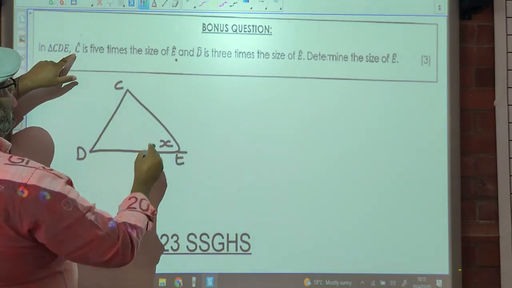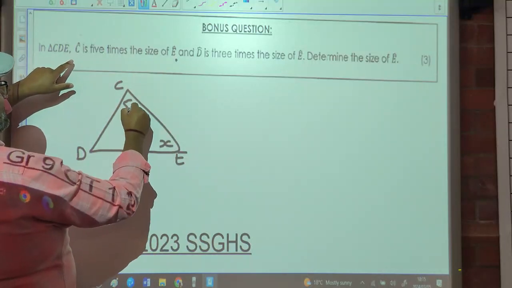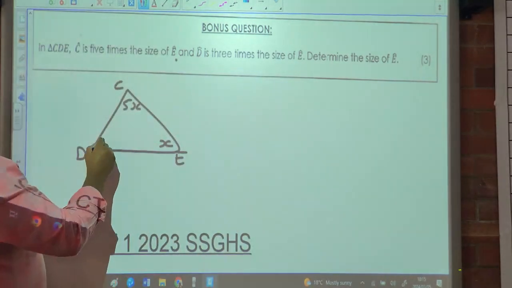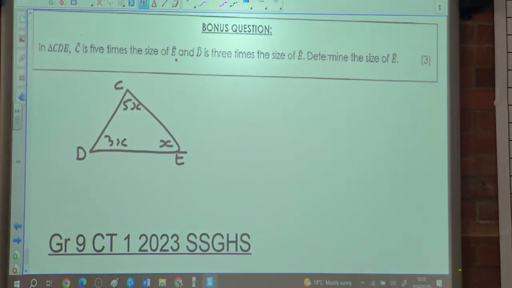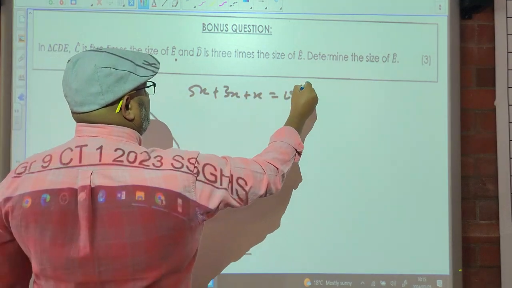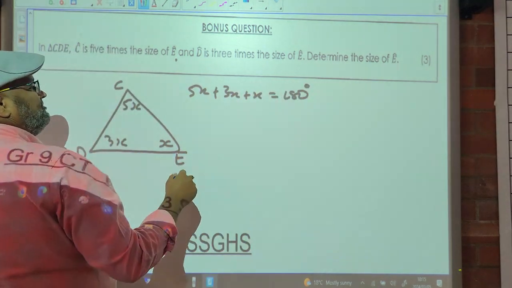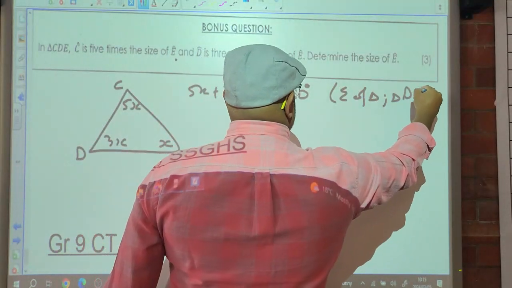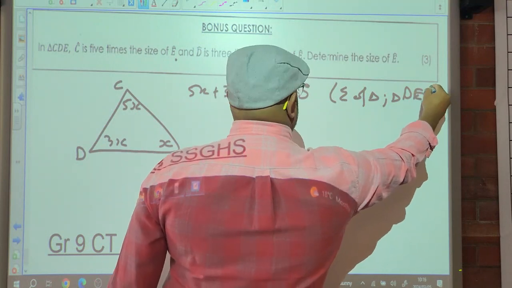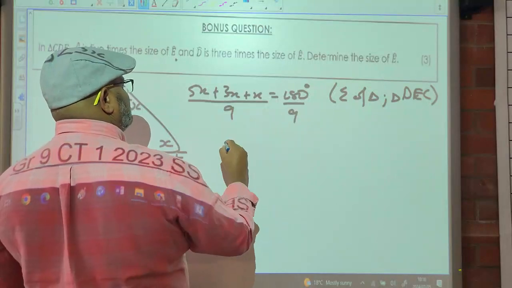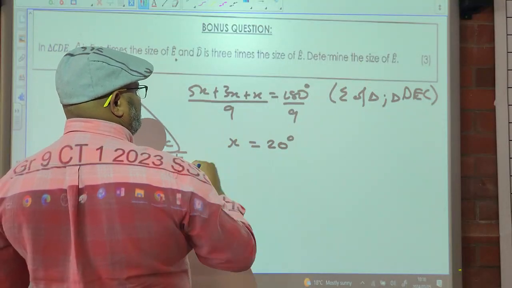So C is 5 times the size of E, so that's 5x. And D is 3 times the size of E, so that's going to be 3x. Can you see that, people? So it's going to be 5x plus 3x plus x is equal to 180. Okay, and the reason here, sum of angles in triangle DEC. So that's going to give you 9x, not so? So divide by 9 on both sides, so x works out to be 20 degrees.